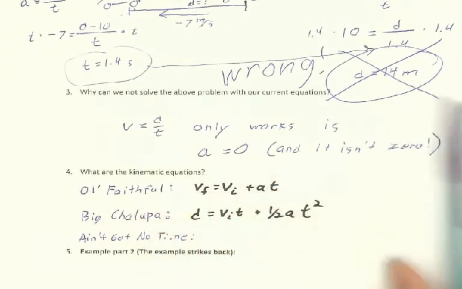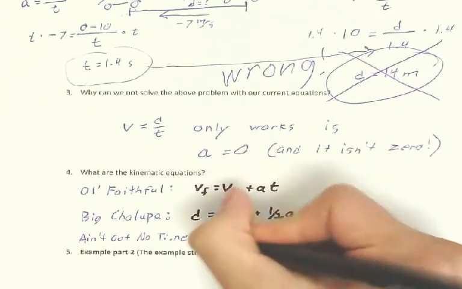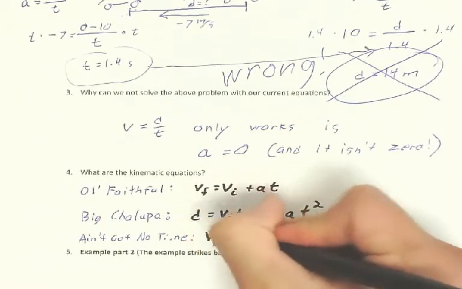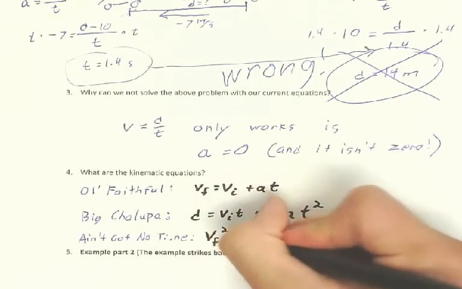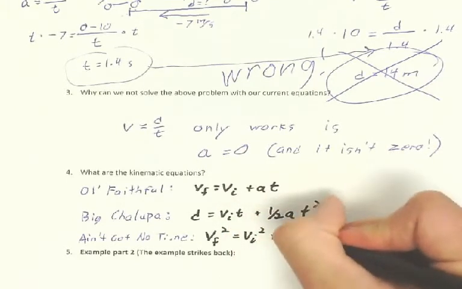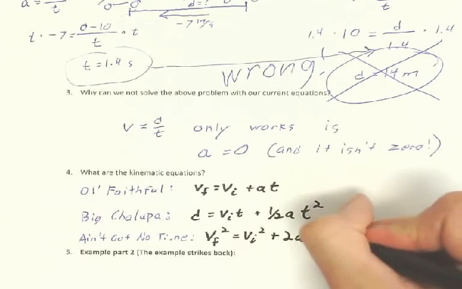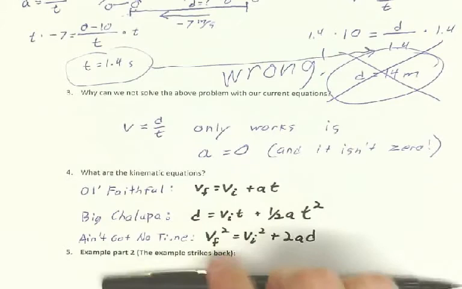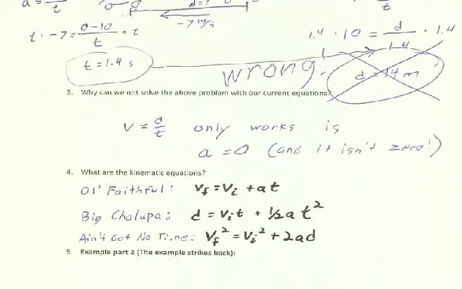And the reason it's called Ain't Got No Time is because it ain't got no time in it. I started running out of creative ideas. VF squared equals VI squared plus 2AT. Bam! And those are the equations. There are 3 of them. They're all used for solving different things.